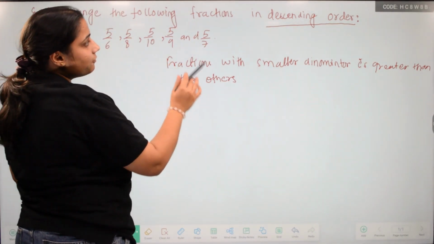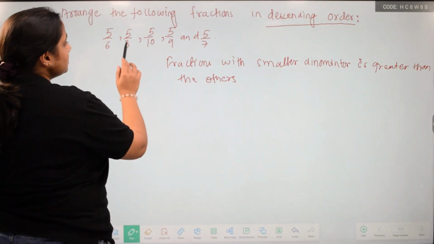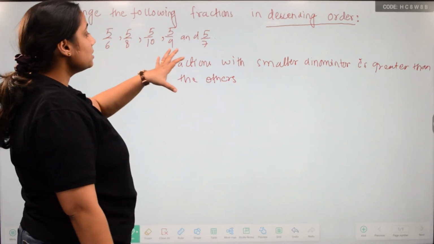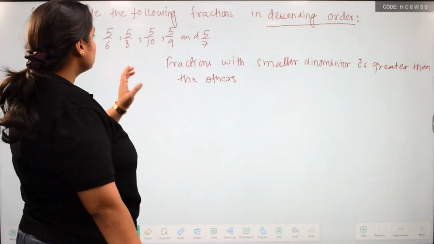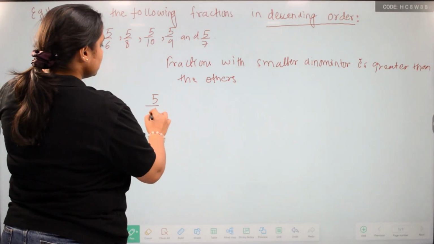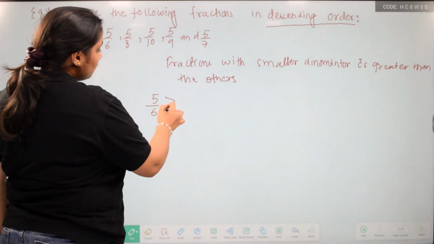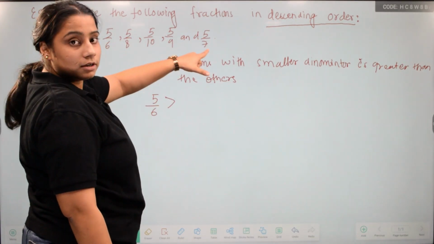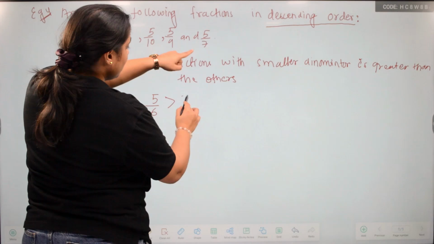So let's check for the greater fraction here. 6, 8, 10, 9, 7. Among these, 6 is the smallest number. So the fraction 5 by 6 is the greatest among these. So 5 by 6. Now 7 after 6 is the greatest fraction.